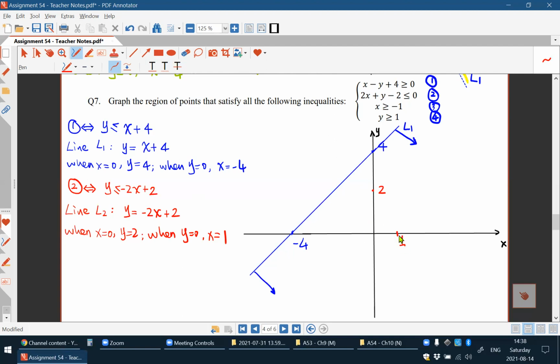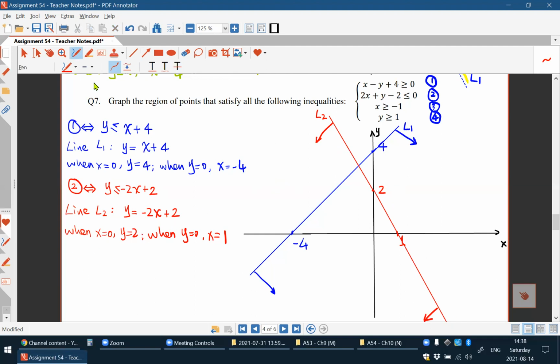Okay, so 1, 0, and 0, 2. And again, the inequality says y should be less than or equal to. So again, we need to use a solid line, right? Okay, so this is our second boundary line, L2. Inequality says y should be less than. Less than means the region should be under this line. So this is the corresponding region.